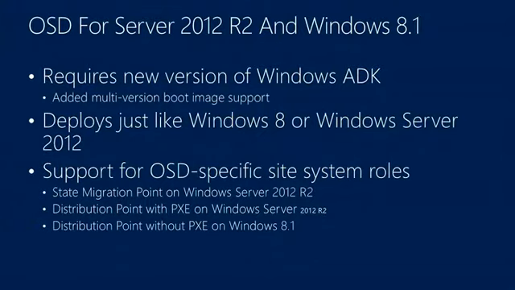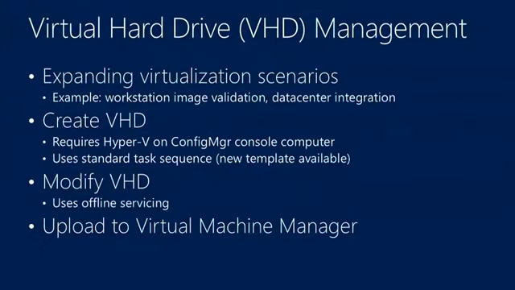There is support for OSD site system roles in R2 so that you can put your state migration points, distribution points, and similar things on your R2 servers as well. The VHD logic, which we'll walk through in a bit, is to create the VHD, which is text-based, and then also to update those VHDs to apply patches to them. So you can use the same scheduled update mechanism that was added in Config Manager 2012 to update WIM images to also update VHDs.